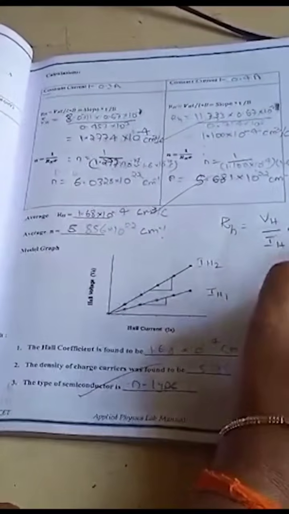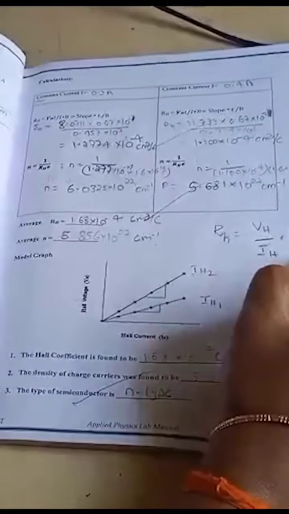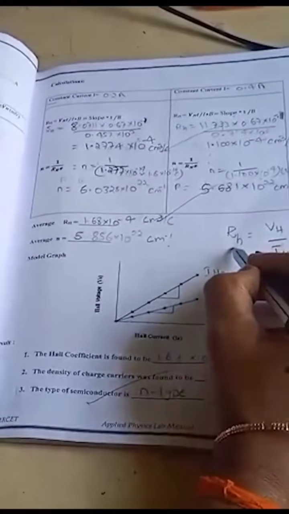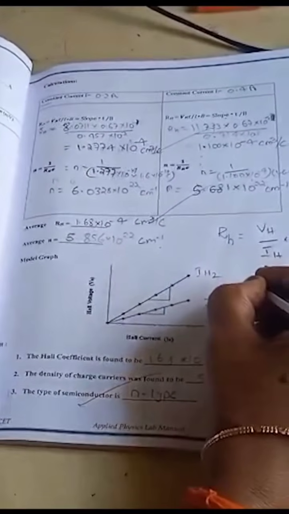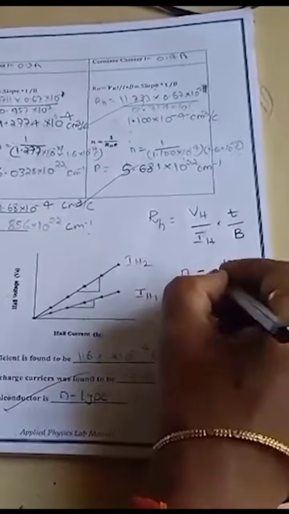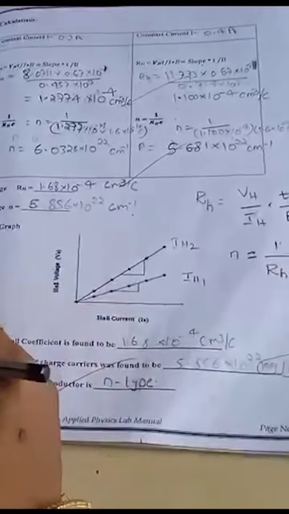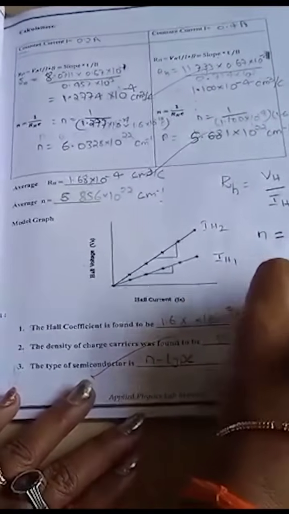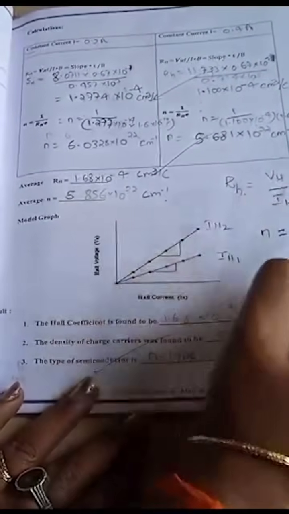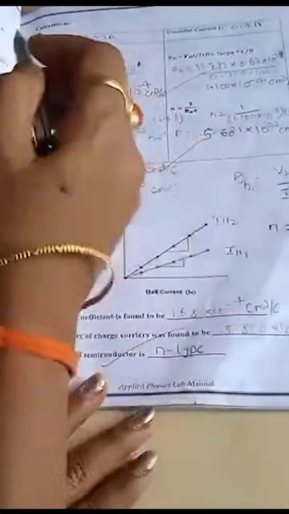And how do you identify the density of charges? Density of charges is given by N. N is equal to 1 by RH into the charge of the electrons. Okay. Now actually if you see here, N value is calculated from RH. So first we need to calculate the RH value into the charge of the electrons. So this is how it is actually calculated. Once it is calculated, you have both the values now, RH value and also N value. This is the density of the charges, that is number of charges available.